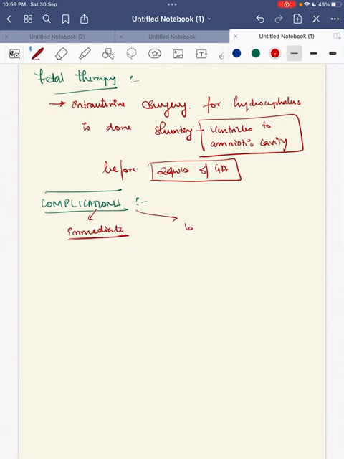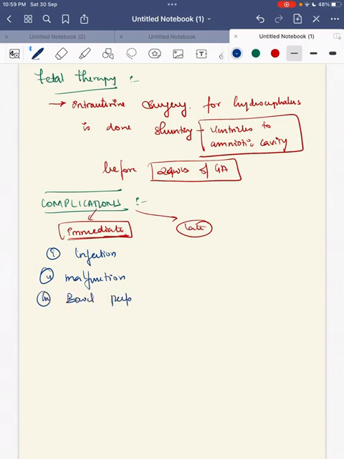In immediate complications, you can write infection, shunt infection. Second, you can go for malfunction of the shunt system. Malfunction can be due to raised ICP because of wrong placement of the shunt. Third, you can go for bowel perforation. Fourth can be hemiparesis, when you disturb the motor cortex. The child can have this hemiparesis.